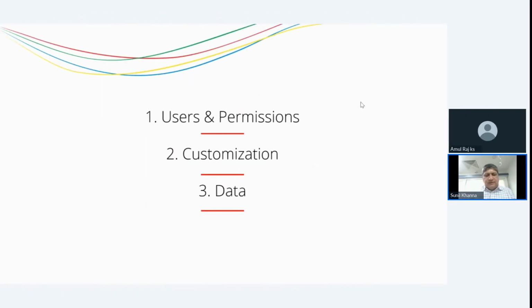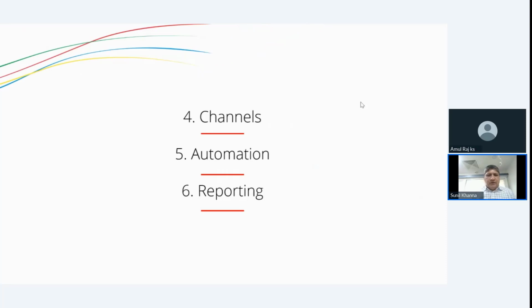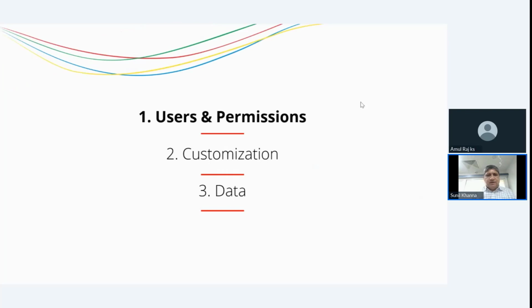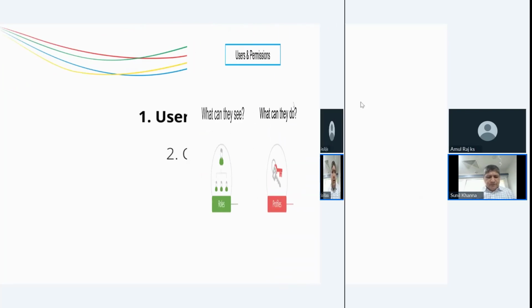These are all the topics that we will be covering today that will help us in terms of selling easier or selling faster. Some of the features that you can use to customize Zoho to help you sell faster will be shown here. So one is users and permissions. We have customization, data, the channels, and automation. These are the topics that will be covered. So let's start with users and permissions first.